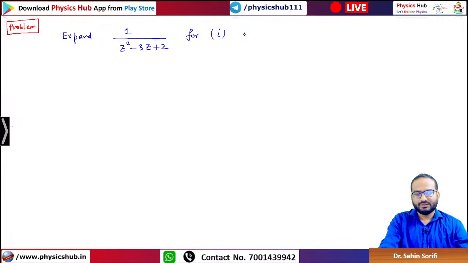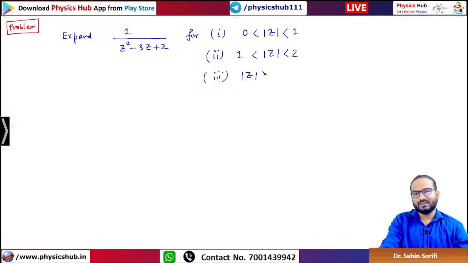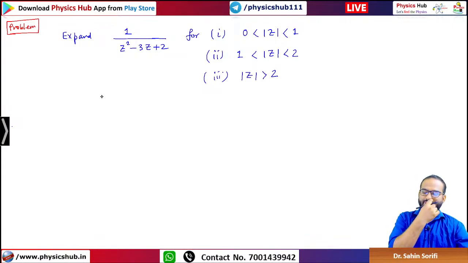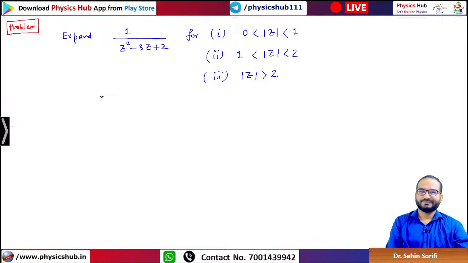Number 1, when your mod z is between 0 to 1, then 1 less than mod z less than 2, and the third, mod z greater than 2. So these 3 conditions we will be taking, and we will see how the expansion changes. Understood? Then a comparative discussion will be done. So let's do the first one.